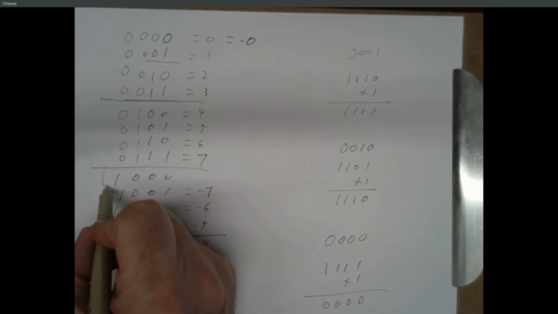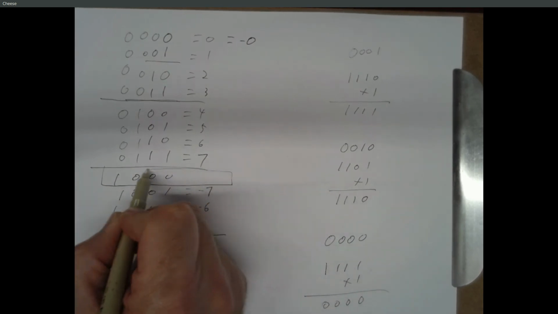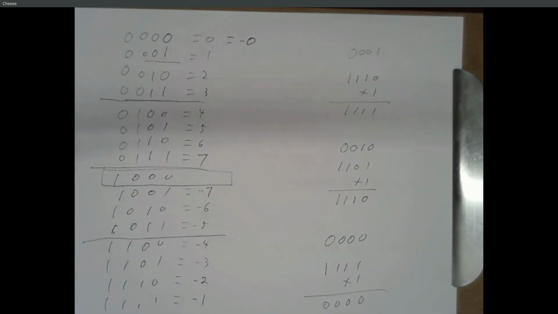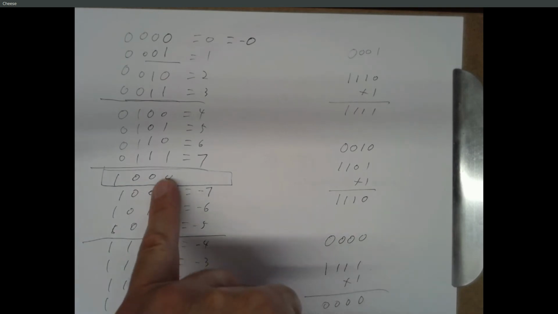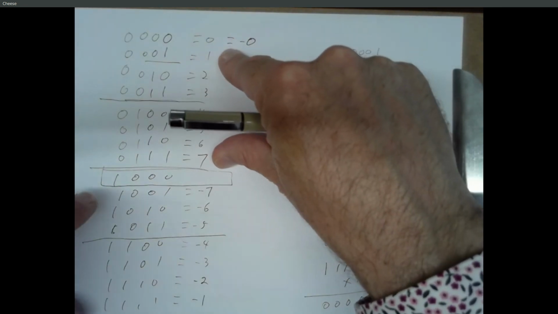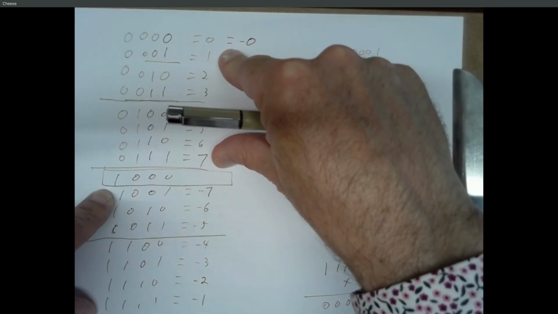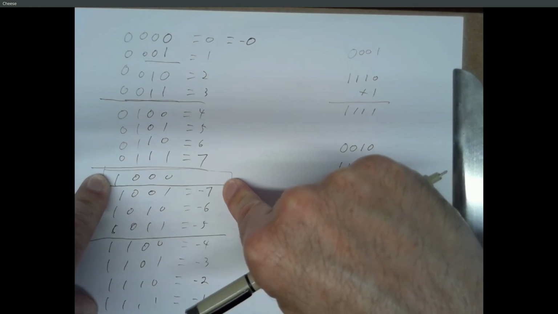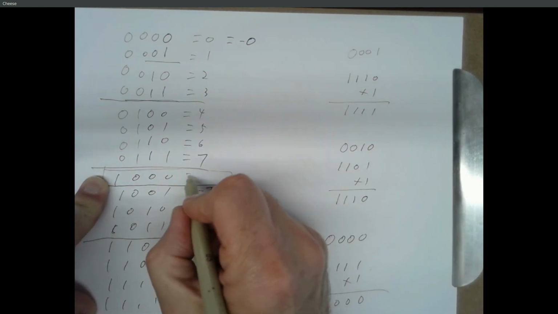But we got this oddball down here. There's nothing left that we can negate to give us this. We've got 0 through 7. If we negate 0, we get this. If we negate any of these, 1 through 7, we get these, negative 1 through negative 7. What's the deal with this? Well, this turns out to be negative 8.